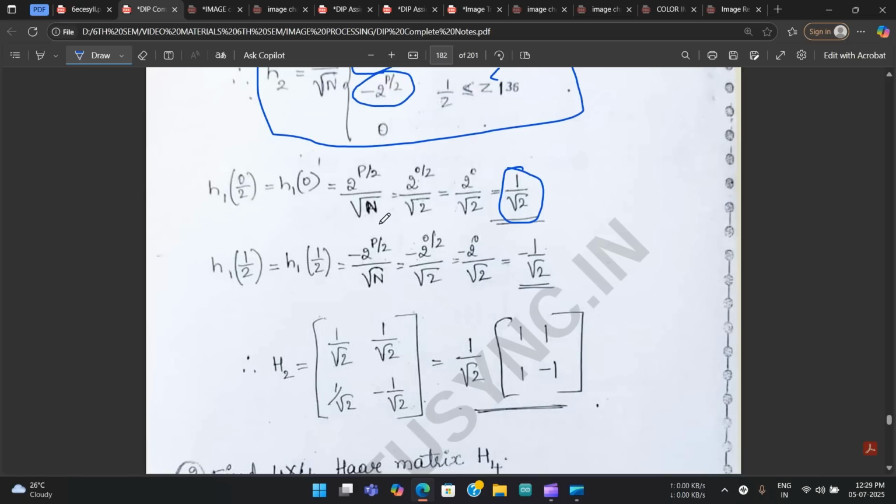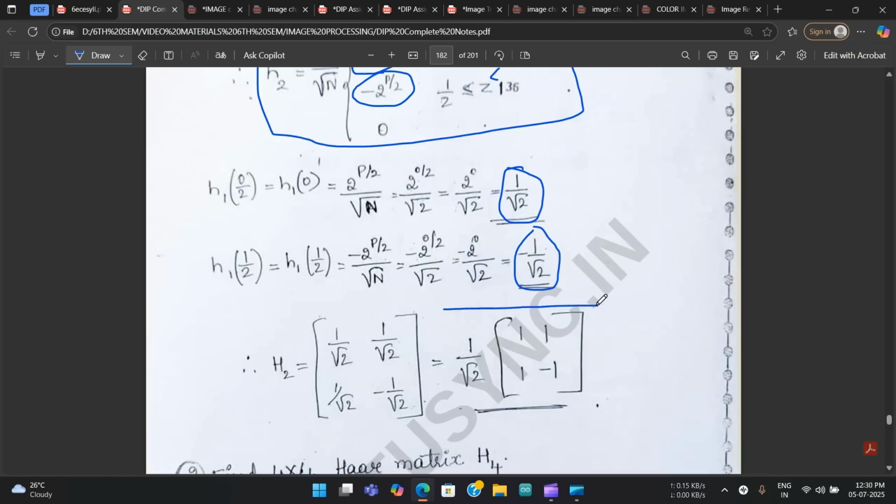So that's why you should be taking our equation as minus 2 to the power p by 2 divided by root n. So minus 2 to the power 0 by 2 divided by root 2, that is minus 1 by root 2. Like that we got all the four elements of the Haar matrix H2: the first two elements are the same, that is 1 by root 2, then this is 1 by root 2, and this is minus 1 by root 2. So here in this case all the four terms have 1 by root 2 common outside, and the left out terms are 1, 1, 1, minus 1.